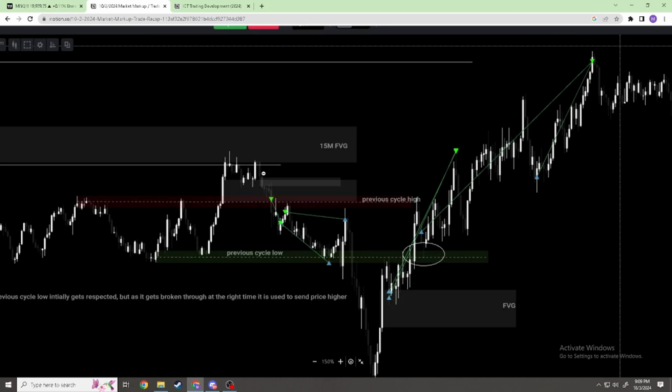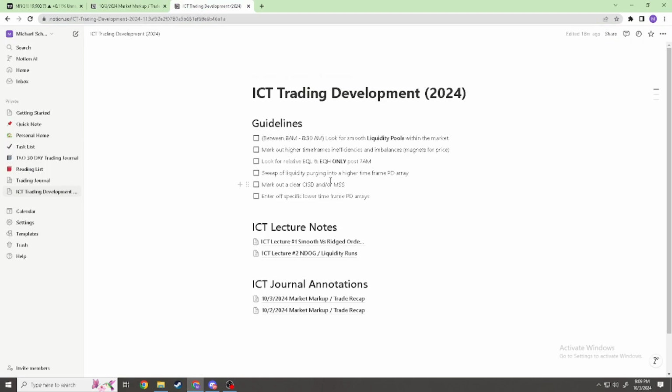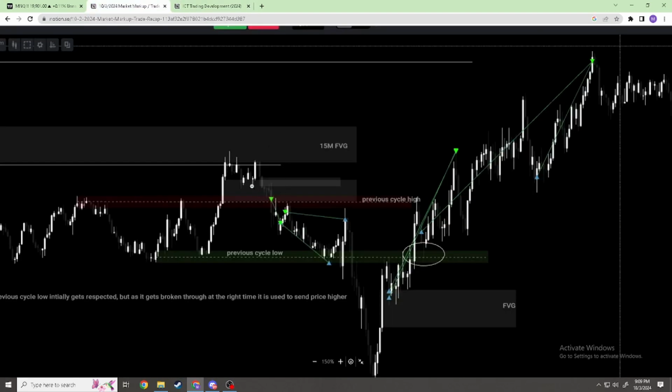And as you see, we go up, we go down, and as soon as I see a market structure shift right here, which is written on my guidelines, I'll explain that later. So I look for a change in state of delivery, this is bearish order flow, and then an inverse fair value gap, which is talked about in the 2024 mentorship. It's basically a BISI that is used to propel. Once it's broken through, it's used to propel or act as resistance or support to send price lower. So using all these things in conjunction, we see price come up to a higher time frame PD array.